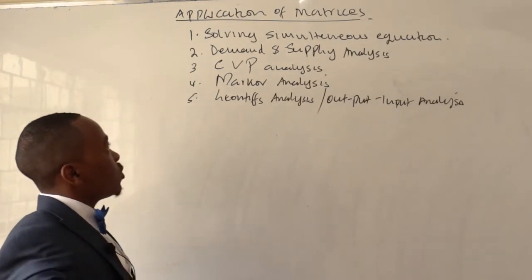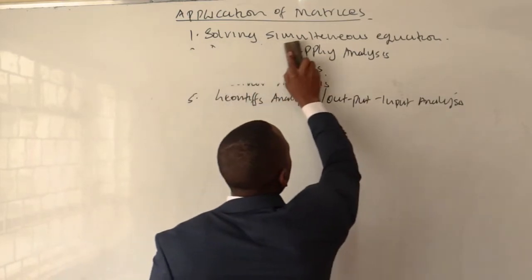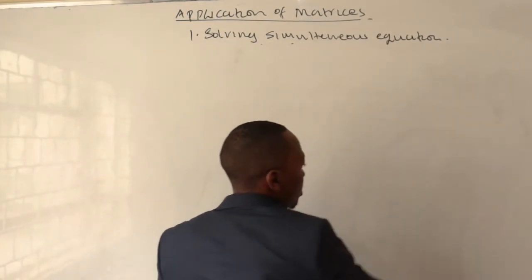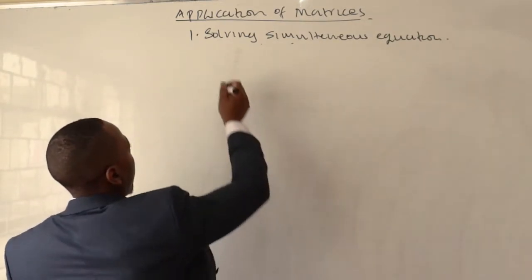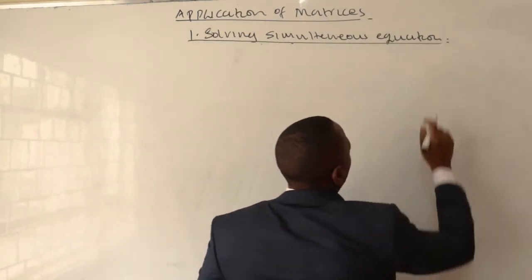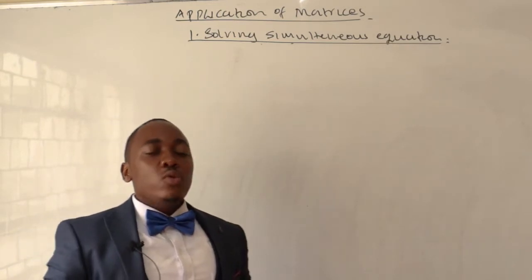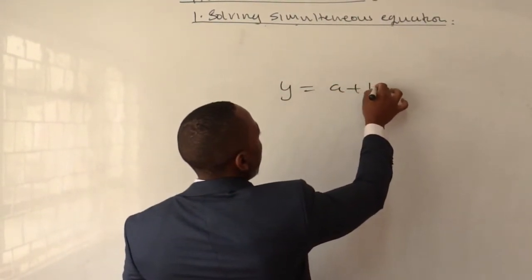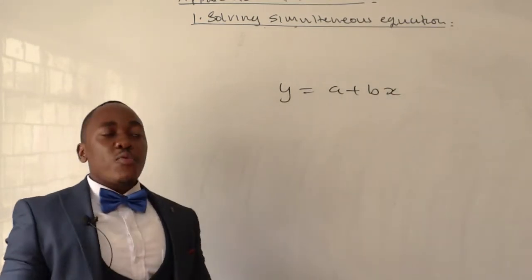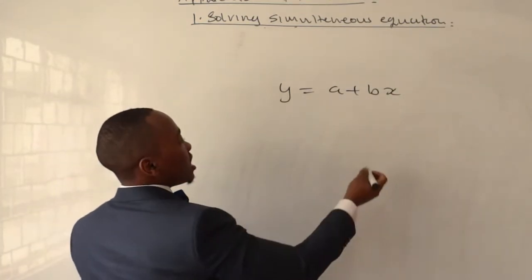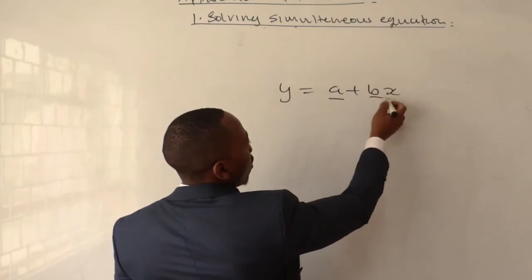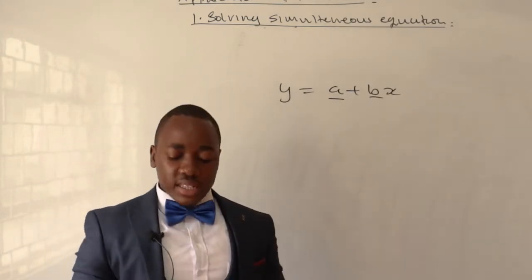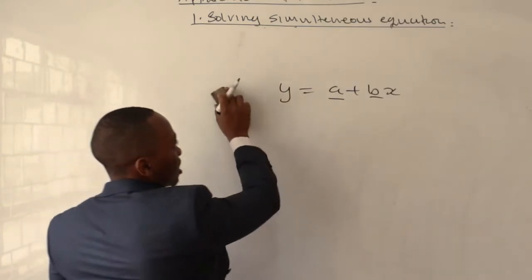So let's start with the first one, solving simultaneous equations. When solving a simultaneous equation, you just develop an equation in terms of y equals a plus bx. From that, you take the coefficients. In this case, we have a, we have b. It's as simple as that. So that's how we solve simultaneous equations.